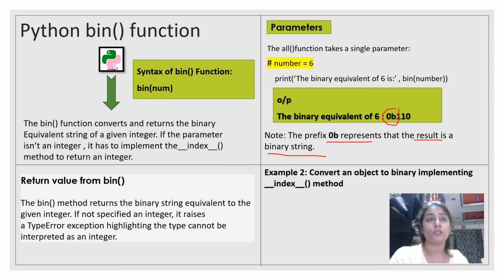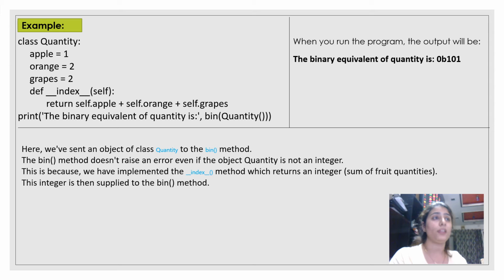Fine. So next question, next example. We have taken class quantity: apple 1, oranges 2, grapes 2. After that I'm declaring def __index__(self), and what I want in return is self.apple plus self.orange plus self.grapes, which means I want the total.